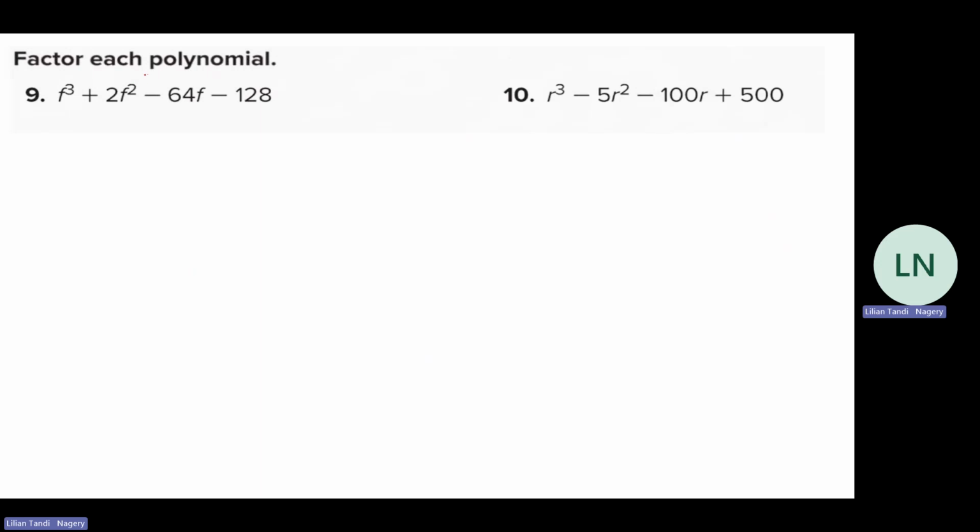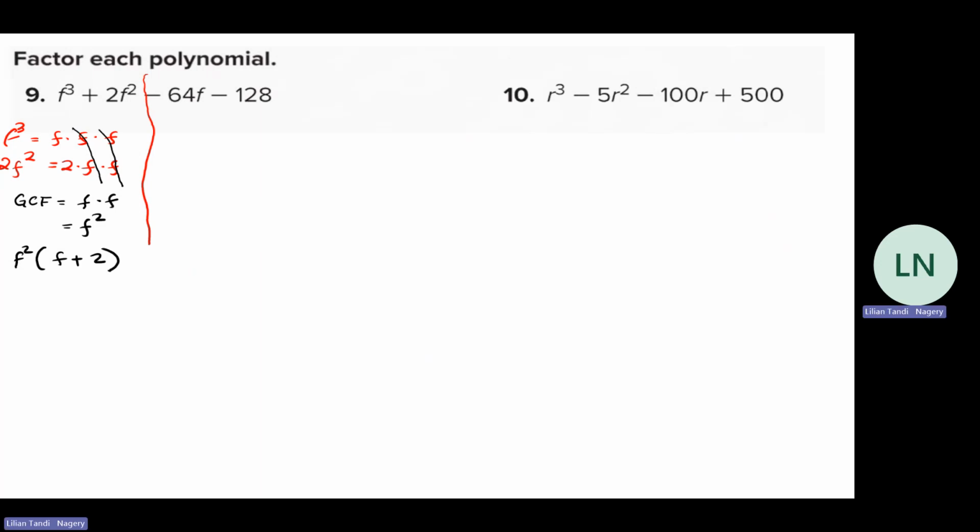We divide our polynomial into 2. So here we have f cubed, and we have 2f squared. f times f times f, 2 times f times f. I find f squared goes away. So what do I have here? GCF. GCF is f times f, which is f squared, bracket f plus 2.